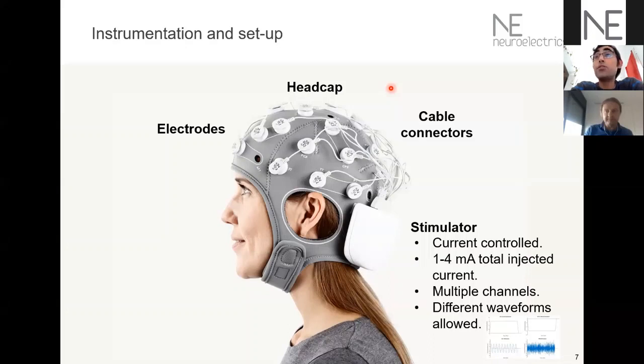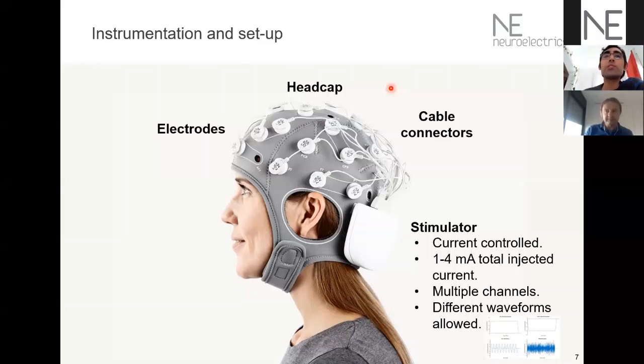In theory, to perform tDCS, or tES, you only need 2 channels at most, because you need the stimulator, the cables, 2 electrodes, and the head to close the circuit and allow for the current to flow. However, you can have more than 2 channels. You can have, in this case, up to 32 channels. The only constraint here is that the sum of all the currents on all the electrodes needs to be 0 at all times.